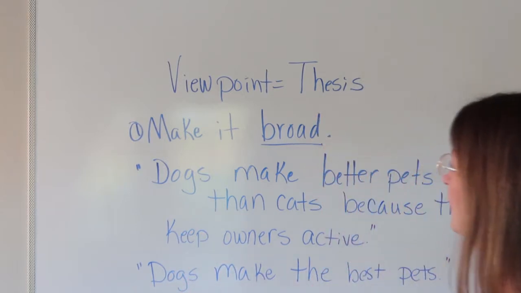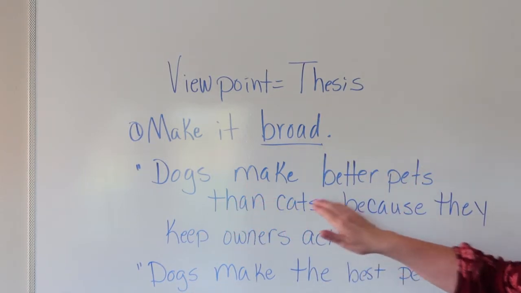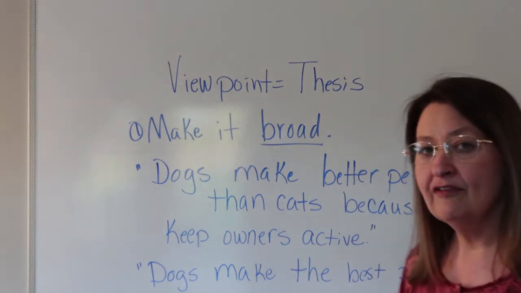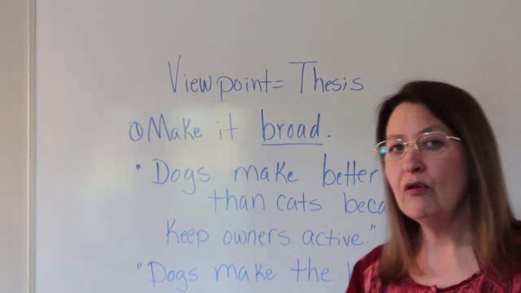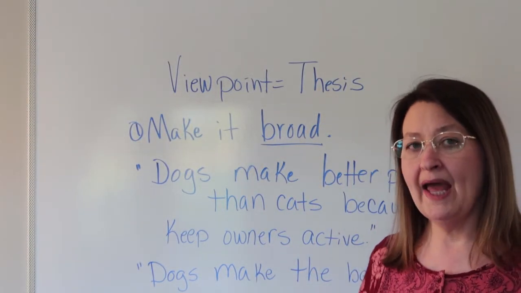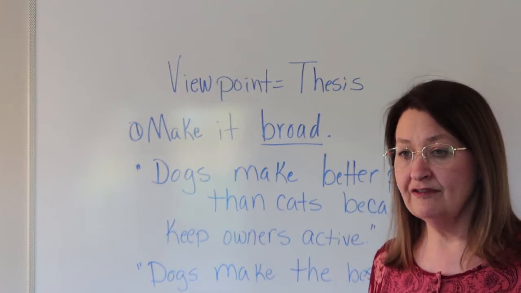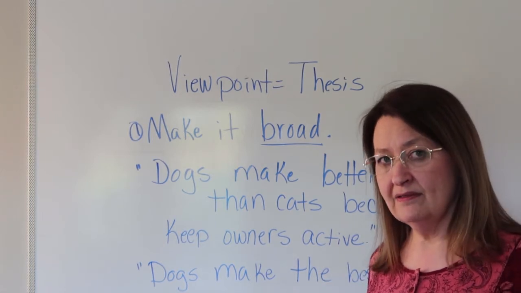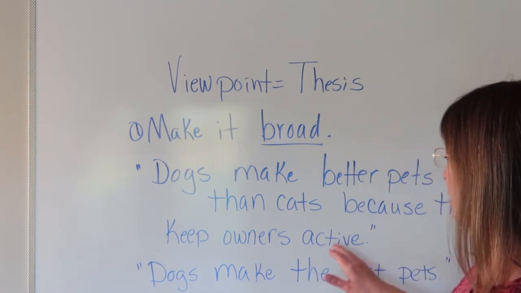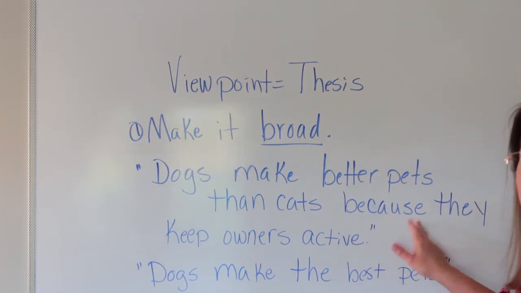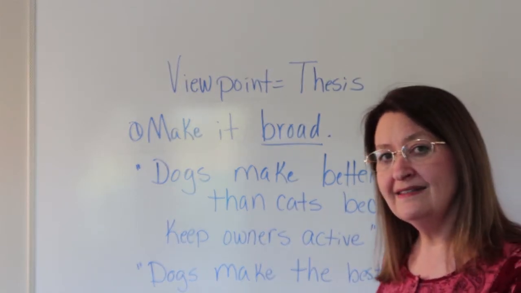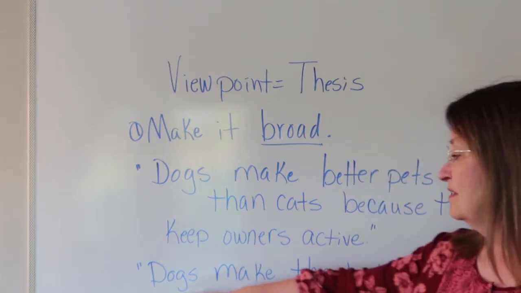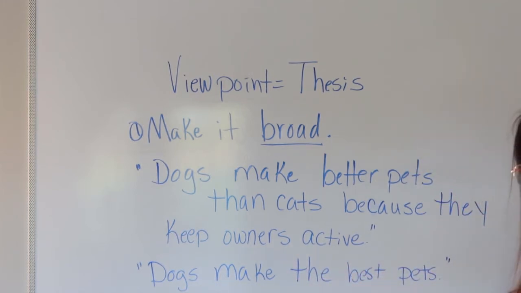Now, for example, if I used the sentence, dogs make better pets than cats because they keep owners active. All right, I have limited myself there. My whole essay has to be about how they keep their owners active. Now, if that's the whole essay, that's fine. I suggest that you make yourself not use the word because in your thesis statement, because that gets into your reasons, and that's where you start limiting yourself. A good thesis statement would just be dogs make the best pets.